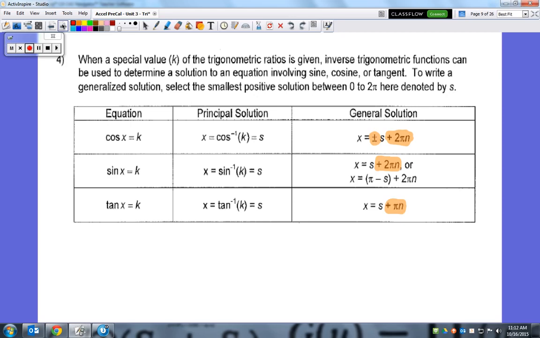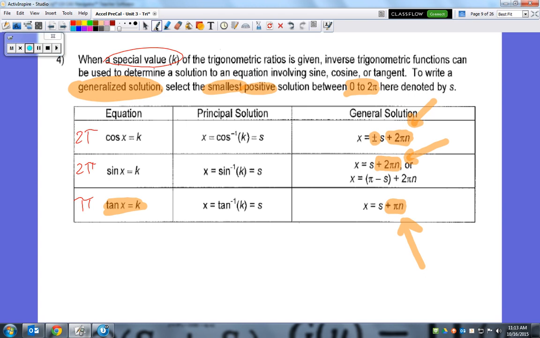So when a special value k of the trigonometric ratio is given, inverse trigonometric functions can be used to determine a solution to an equation involving sine, cosine, and tangent. To write a generalized solution, generalized means takes care of all my possible answers, because I can't write infinite answers. Select the smallest positive solution between 0 and 2 pi, and then we're going to add the 2 pi n, or we're going to add the pi n's because of the fact that tangent is pi, and the other ones are 2 pi fundamental period wise.